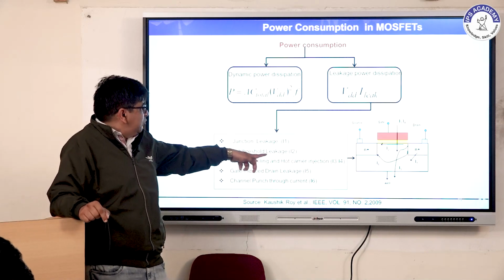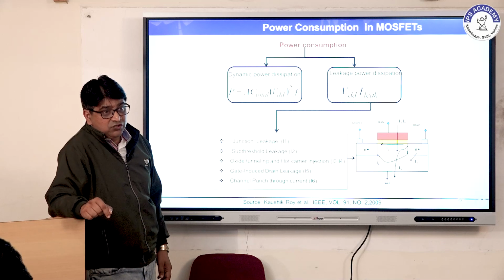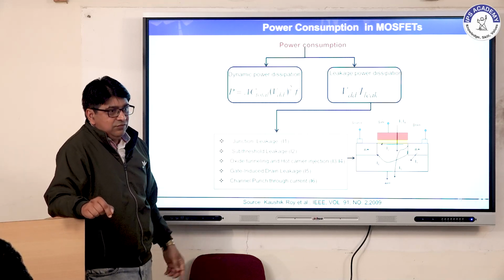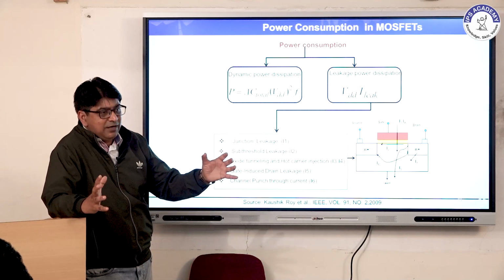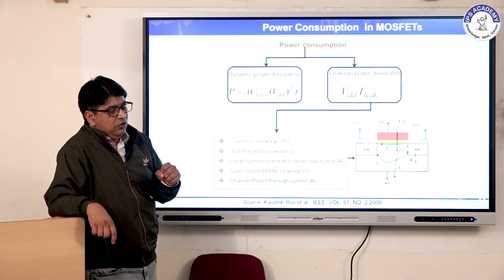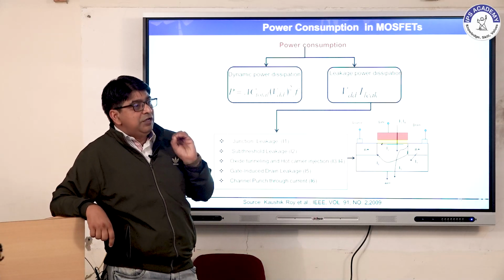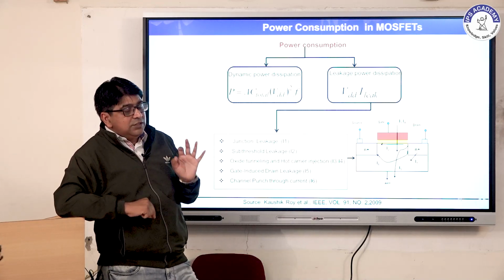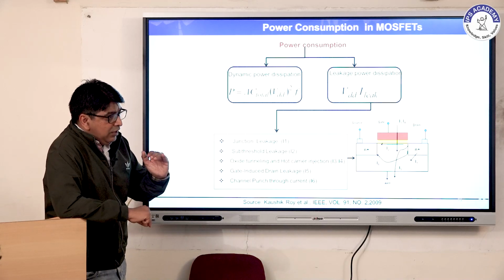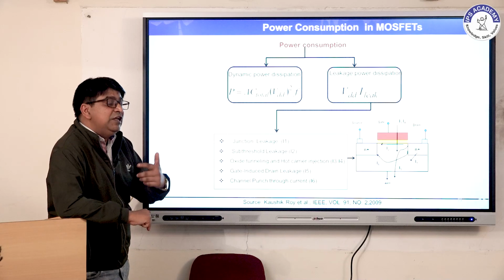So this subthreshold leakage has become problematic for scaling the MOSFET. There are a number of factors. We can control other factors by changing the device architecture, by using device engineering. But subthreshold leakage current we cannot control, because the MOSFET has one limitation: the subthreshold swing, which is 60 millivolt per decade. We cannot go below this. Subthreshold swing 60 millivolt per decade indicates that if you increase the voltage by 60 millivolt, your current will increase by one order.